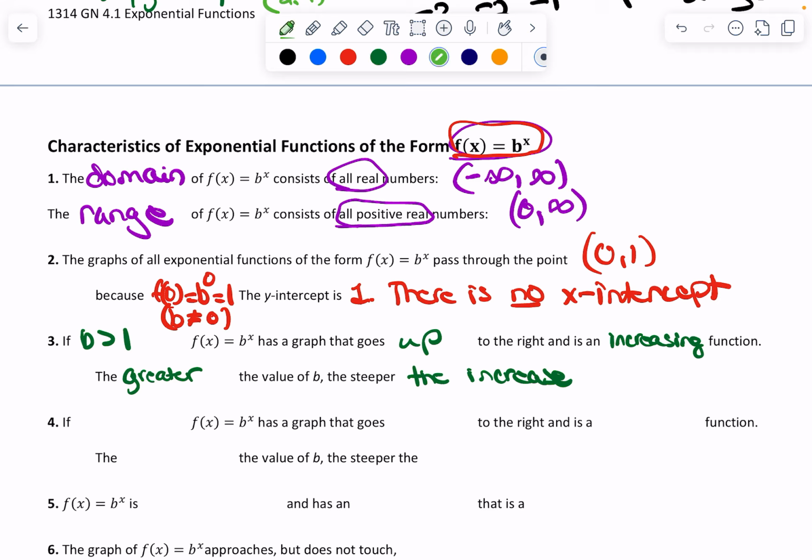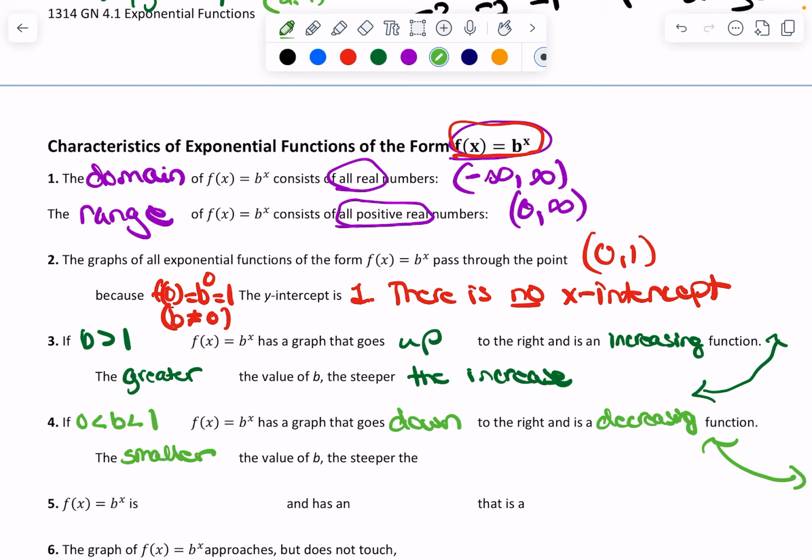So it goes up and increases, up to the right. Now, if b is between 0 and 1, f of x equals b to the power of x has a graph that goes down to the right and is a decreasing function. So it looks sort of like this, where the increasing goes like this. And the smaller the value of b, so the smaller the base, the steeper the decrease.